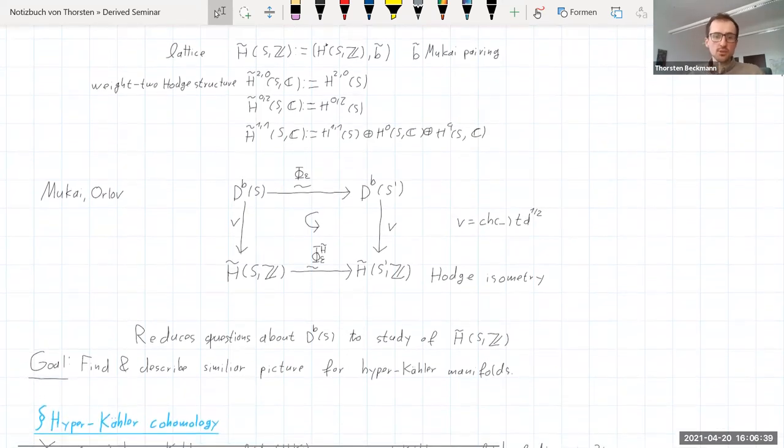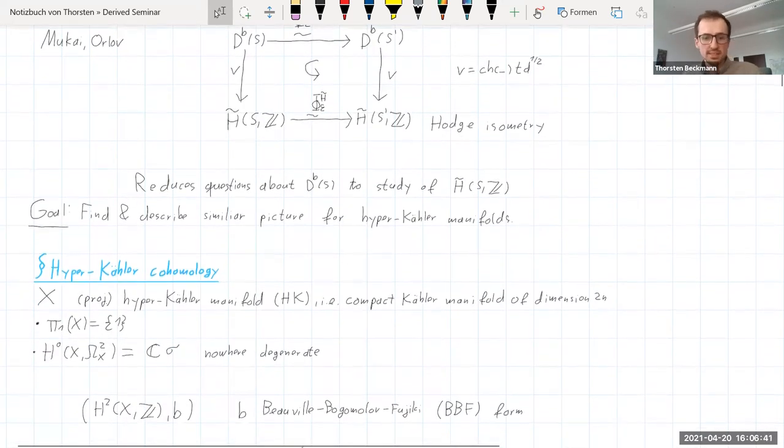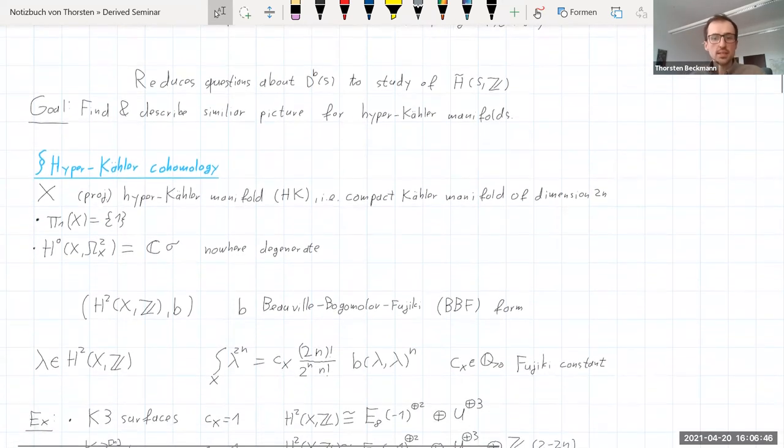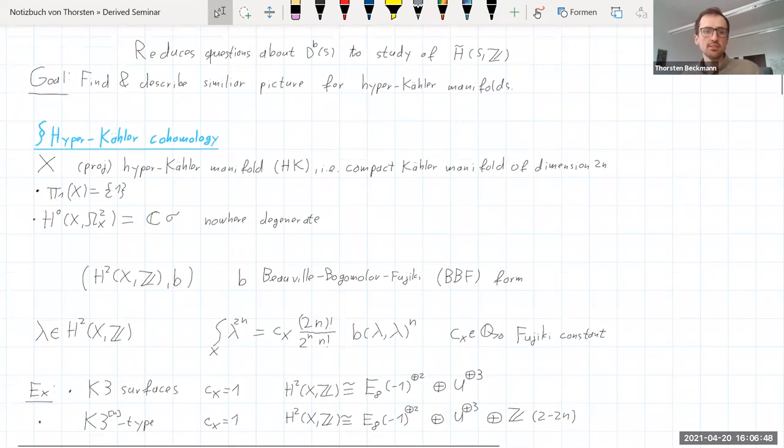If there are no questions, then let me directly start with a quick recall of hyperkähler manifolds, their cohomology, and the properties I need. In this talk, X will always denote a projective hyperkähler manifold, and I will abbreviate this with the letters HK.